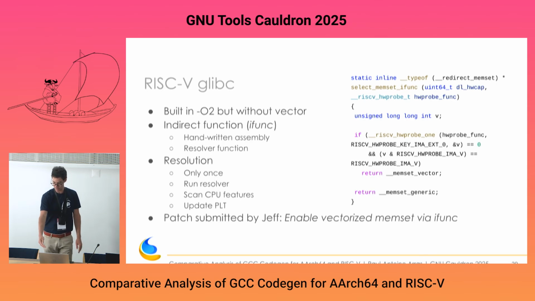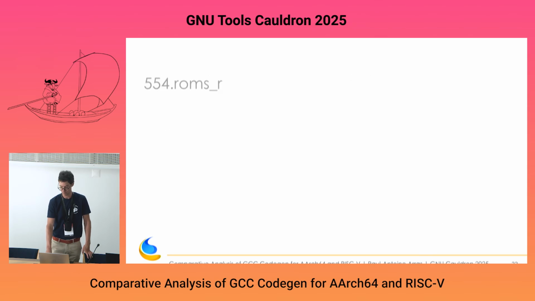Here I gave you the example of the resolver function that was in this patch. Since the only variant proposed is memset vector, there's just one check done here, RISC-V hwprobe, just checking that the V extension is supported. In this case, it returns the vector memset. And if there is no vector extension, it returns the generic memset. I don't know if there's anything blocking, but that would probably be enough to make things much better for memset.